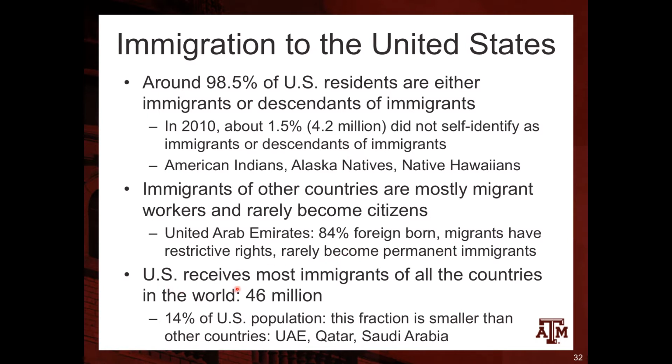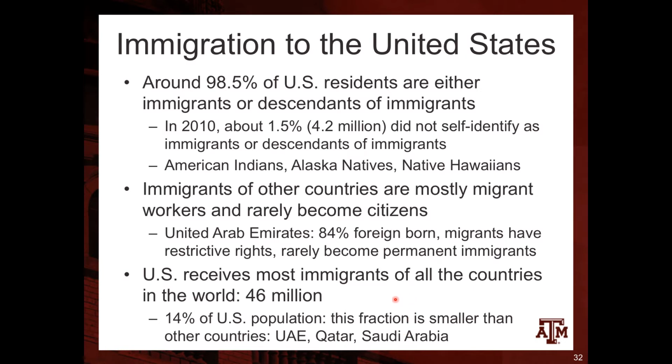So the US receives the most immigrants of all the countries in the world. We saw in previous slides around 46 million in 2013, and this 46 million is pretty much 14% of the US population. This fraction is smaller than in other countries. It's smaller than in the United Arab Emirates, for example, and also in Qatar and Saudi Arabia.